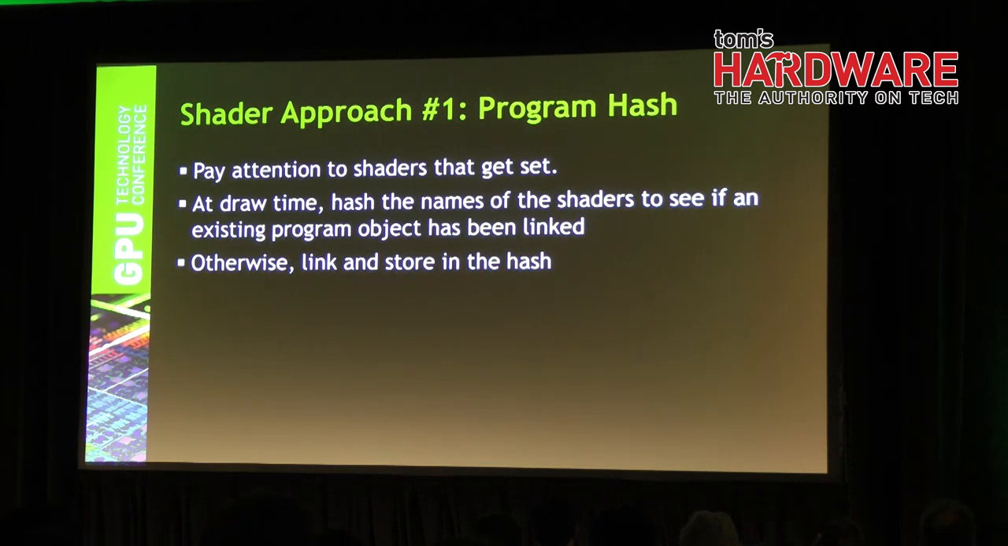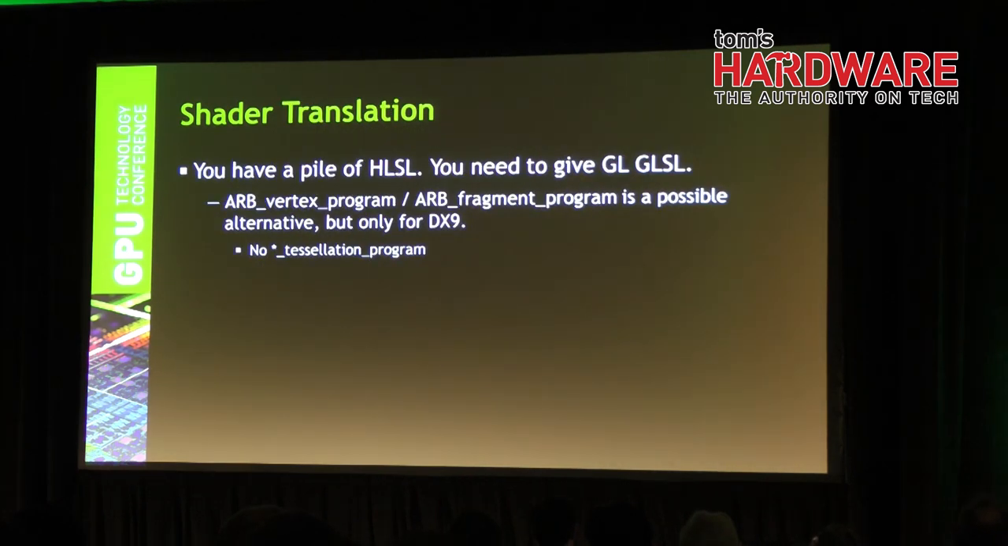Other things that we wanted to talk about: the shaders. The approach that we took for shaders was that we watch which shaders are getting set, and again we set a dirty bit. Then at draw time, we say, oh, hey, the shader has changed, it's dirty. So let's hash the names of the shaders that have been selected for the stages and see if there's already an existing program that's been linked. If so, we just use that. Otherwise, we link it and store it in the hash. And this also is surprisingly fast.